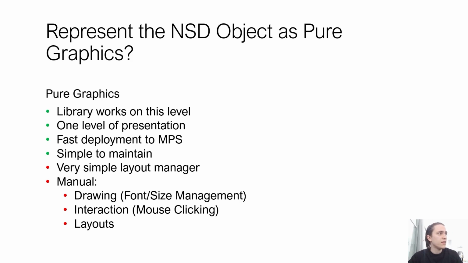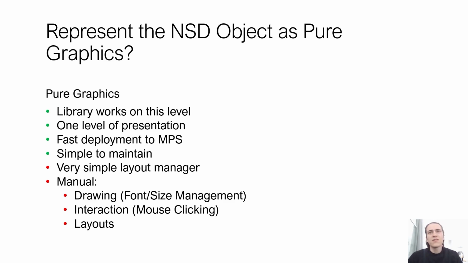The pure graphical representation was the easiest to implement. It's simple. It's got one level of presentation. It's just the library that outputs images, and that's it. By fast deployment, I mean that I would just have to figure out the expressions, how they would translate to NSD objects, and then the library would do the rest. It's very simple to maintain because it's basic Java.